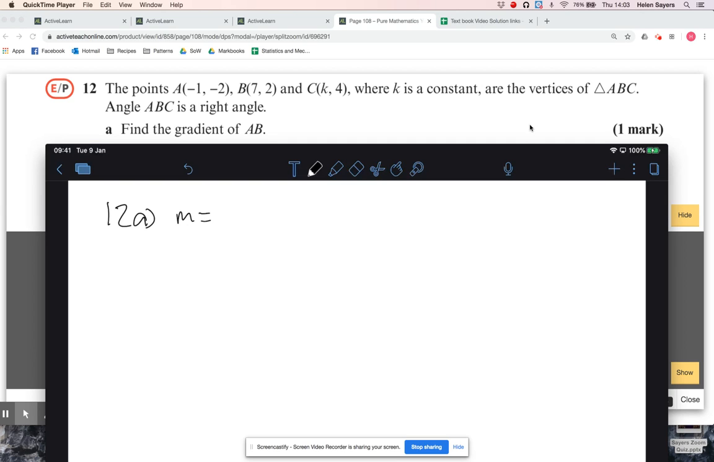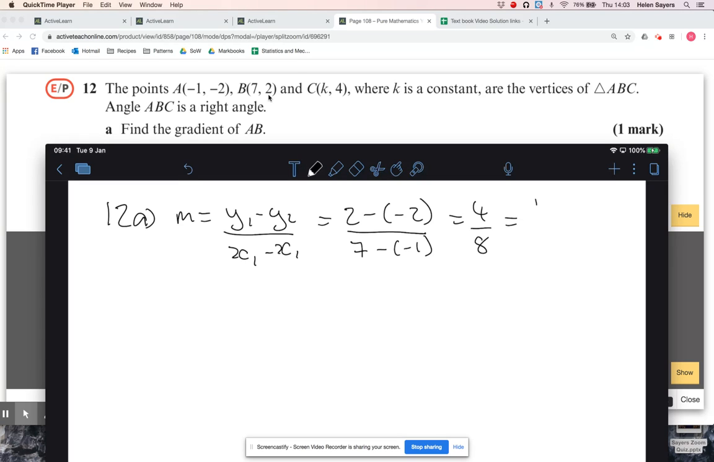So gradient is change in y over change in x. I'm going to do b subtract a, it would work the other way around. So change in y is going to be 2 minus minus 2, all over 7 minus minus 1. So 4 over 8, so a half. And you would have got exactly the same answer if you'd done coordinate A minus coordinate B.